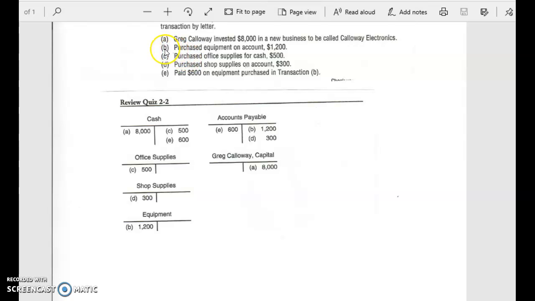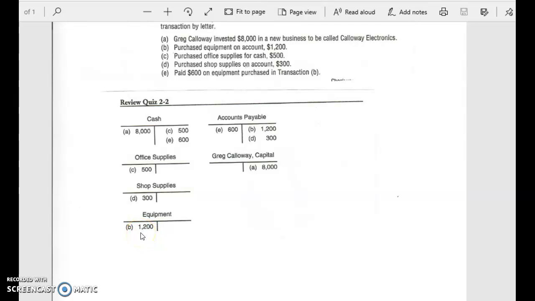The second transaction, transaction B, purchased equipment on account, $1,200. Okay, we know that it impacts the account equipment, and it says on account, so that is accounts payable because we did not spend cash on it right now. We're going to pay for it in the future because we purchased it on account. So we are going to increase equipment because equipment is an asset. So we have created a T account called equipment. We have identified the transaction by the letter B, and we are making a debit entry because equipment is an asset.